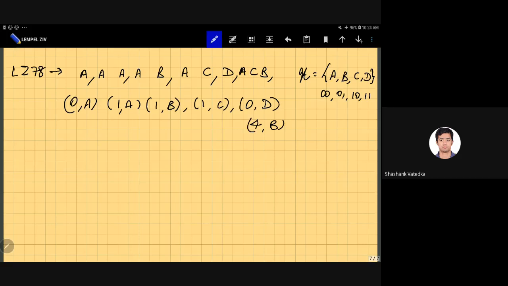So now let's look at all the possible integers that we have to encode. We have a 0, we have a bunch of 1s, and then we have a 4, right? Let's suppose that we do variable length encoding of the integers. So what is the encoding of integer 0?